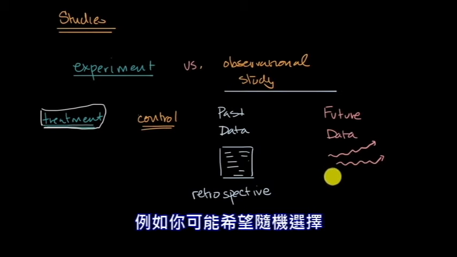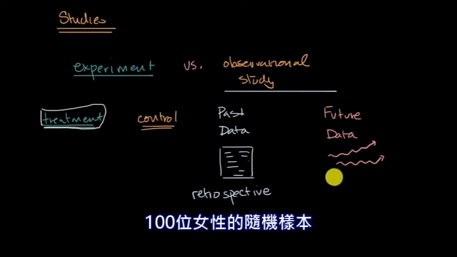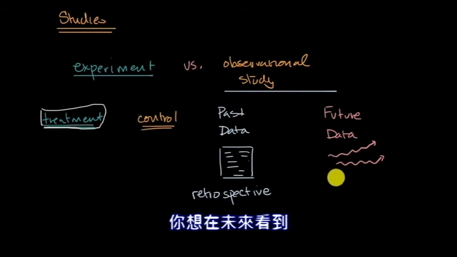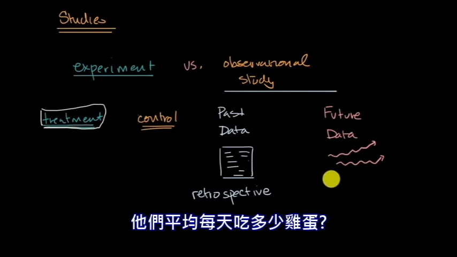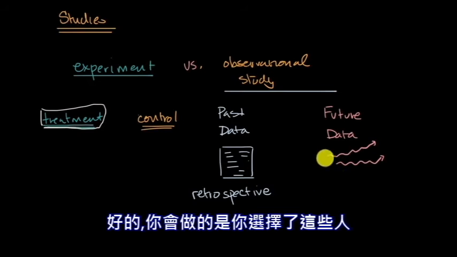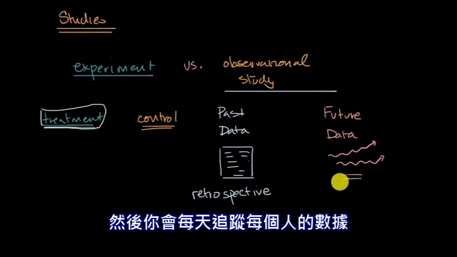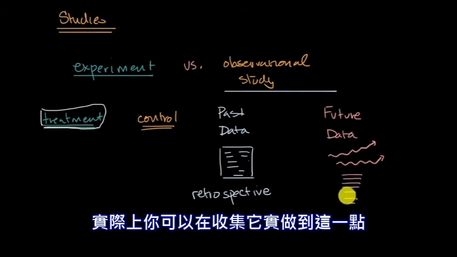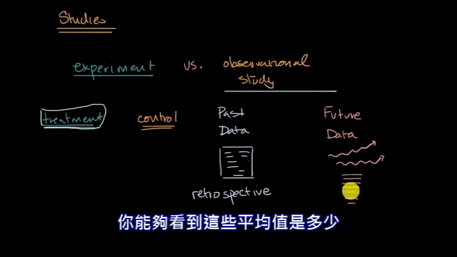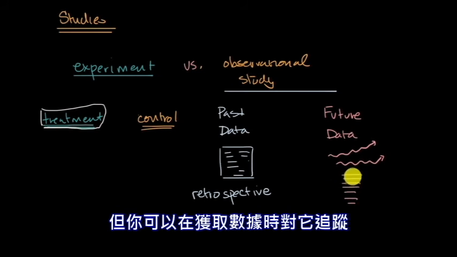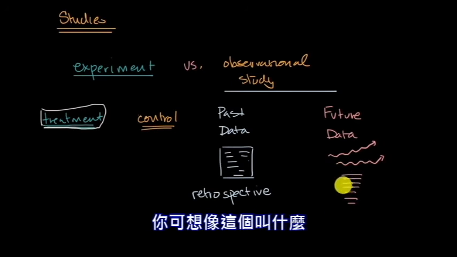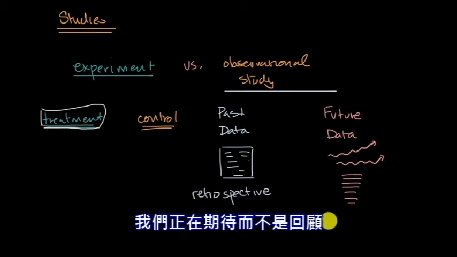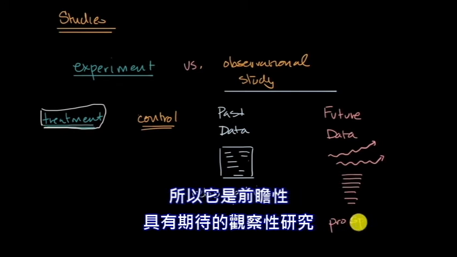For example, you might randomly select, hopefully a random sample of, 100 women, and you want to see in the coming year, how many eggs do they eat on average per day? Well, you select those folks, and then you track that data for each of them every day. You could actually do it while you're collecting it, but at the end of the study, you'll be able to see what those averages are. And you could imagine what this is called. Instead of retrospective, we're now looking forward. So it is a prospective, forward-looking observational study.